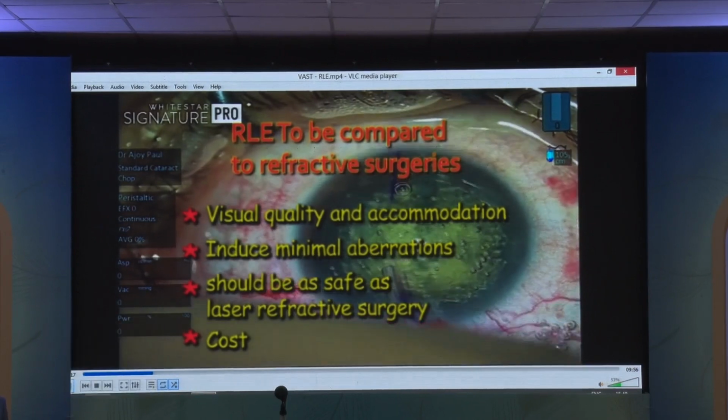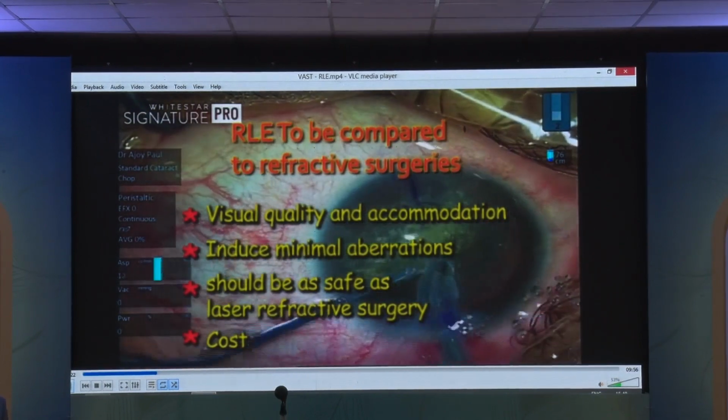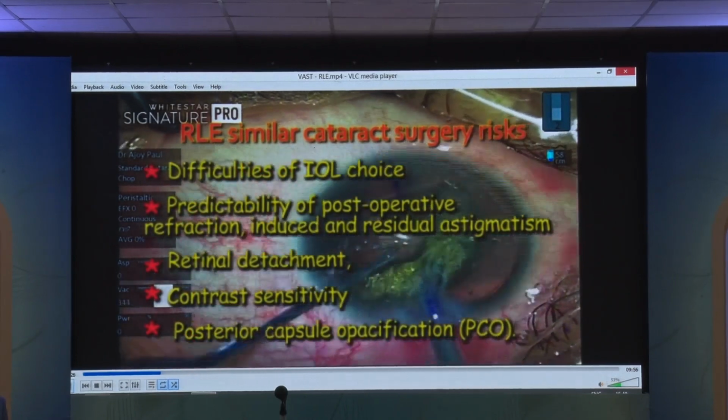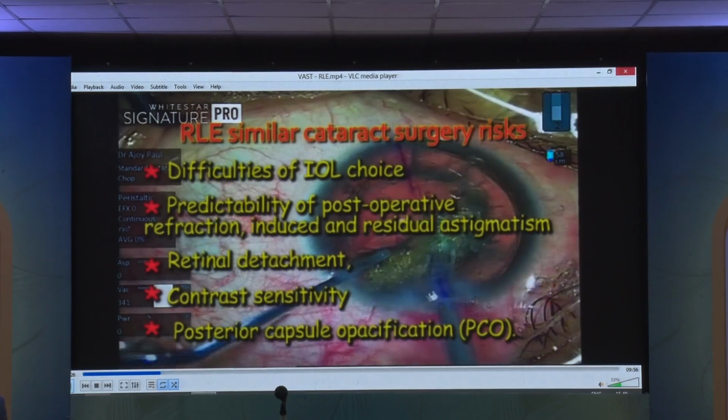Now, to be compared to a refractive surgery, the visual quality and the accommodation have to be maintained. There are difficulties of IOL choices. Predictability of post-operative refraction is an issue, and there is induced residual astigmatism if you are removing the lens and putting in another. The biggest fear is obviously retinal detachment, loss of contrast sensitivity, and posterior capsule opacification.